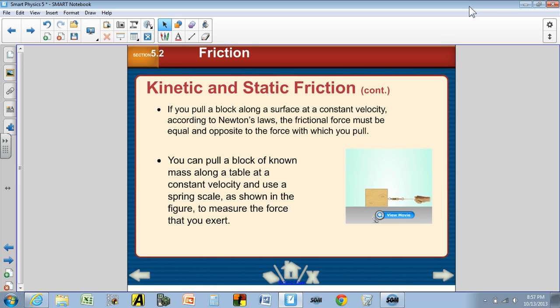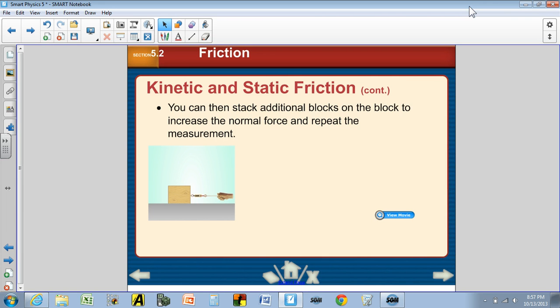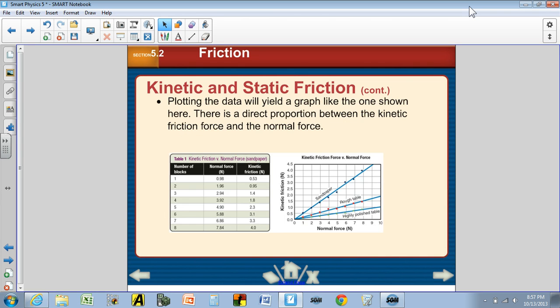Again, we can measure this by pulling a block at constant velocity. Remember, as long as there's constant velocity, then the force that you're applying to pull the object is equal to the friction trying to slow it down in the other direction. And so you use a spring scale and you pull a block across a surface. You can then add additional blocks, which increases the normal force, and repeat the measurement. You're going to find that the amount of kinetic friction goes up.